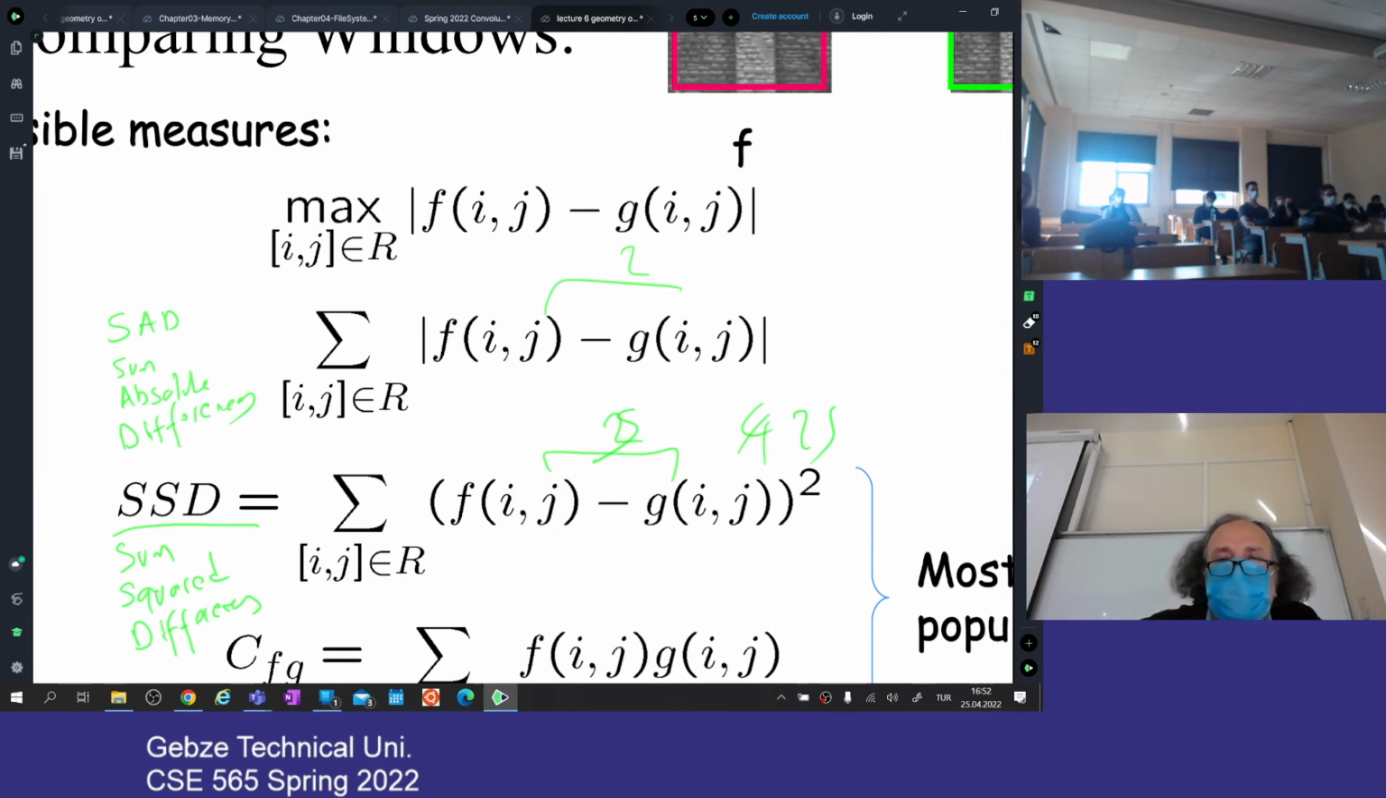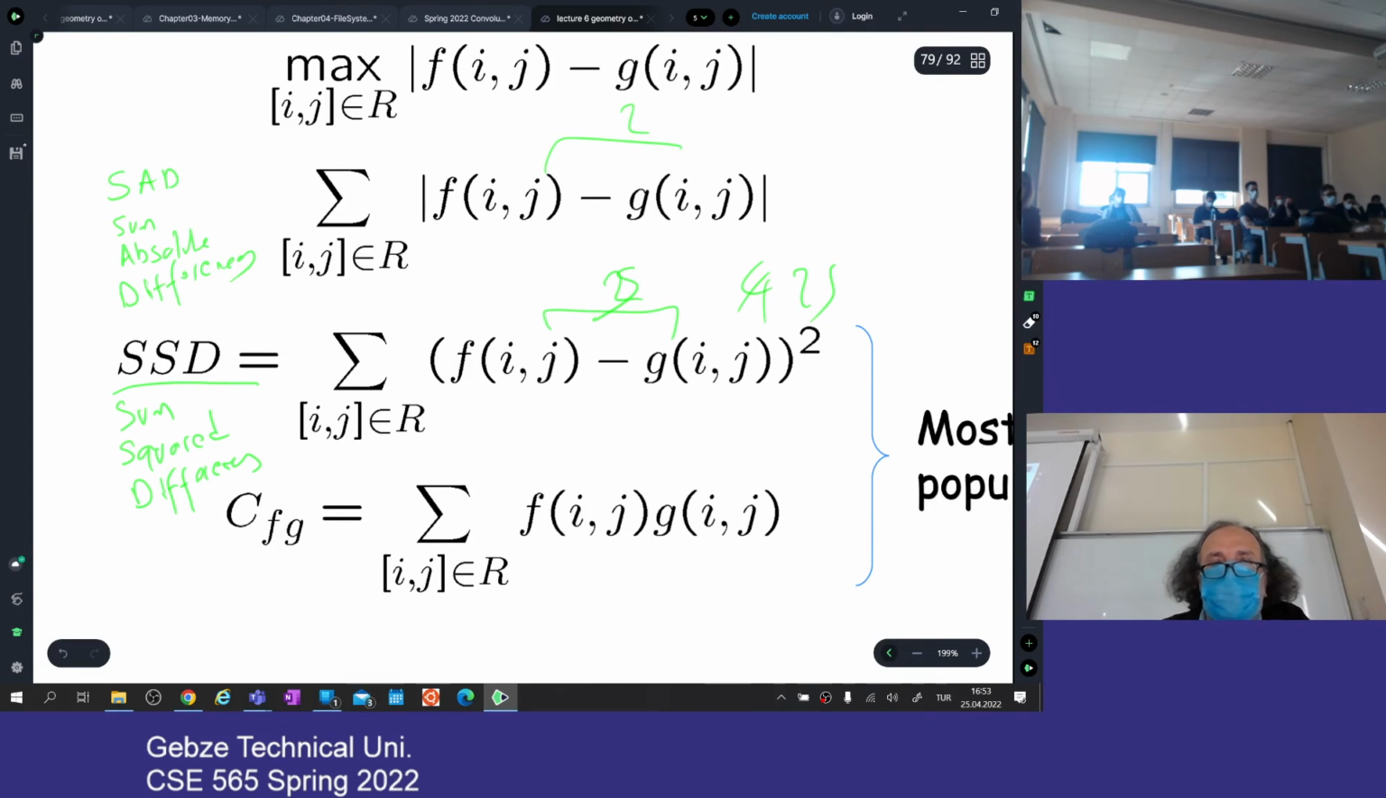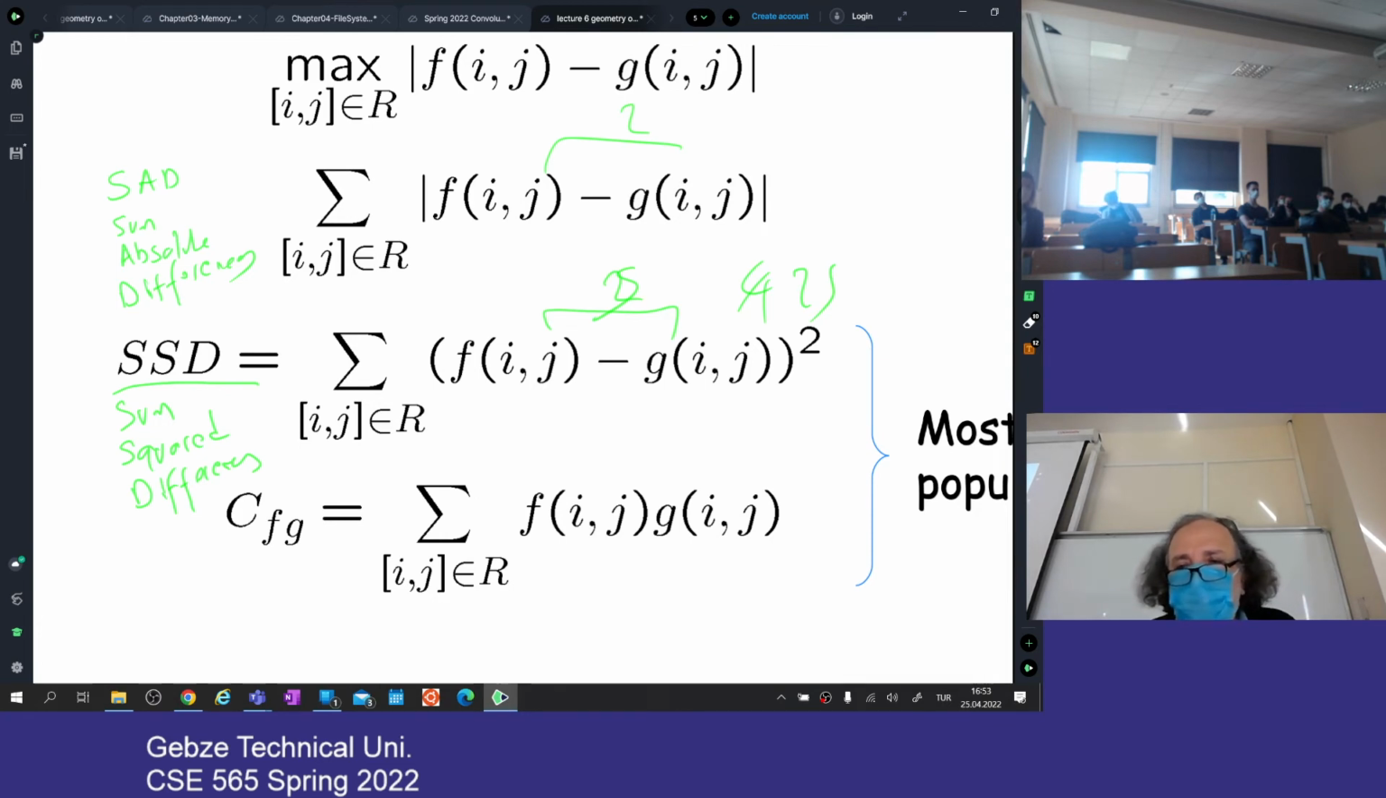Okay. Another one is this one. This is called cross correlation. Multiply the values with each other. By the way, you maximize this one. You minimize this one, minimize this one, minimize this one, and maximize this one. Then can you see the logic? Two windows are similar if the summation of the pointwise multiplication of each element is largest. Can you see the logic?